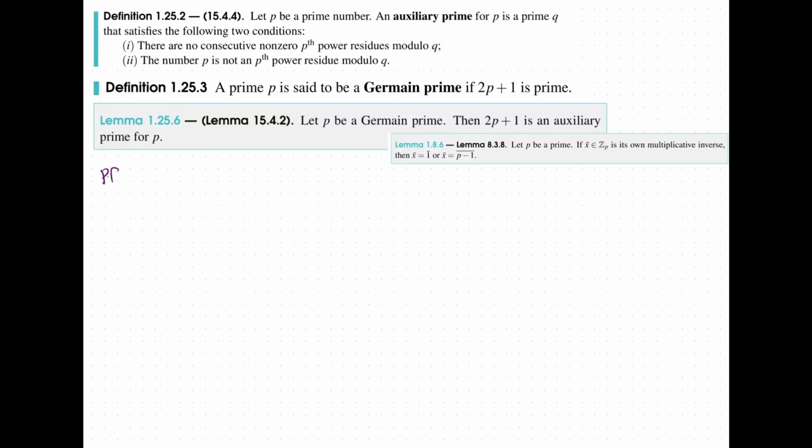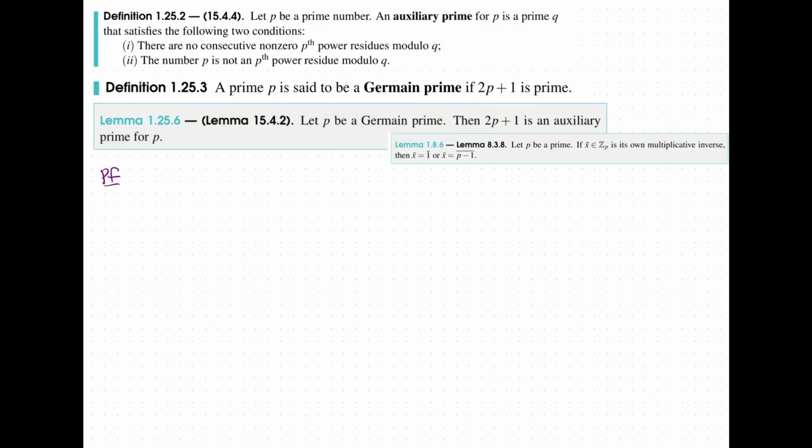So here we are. We're going to be using this lemma, which we did back when we proved Wilson's theorem. If P is a prime and x bar is its own multiplicative inverse in the integers modulo P, then we have x bar is equal to 1 bar, or x bar is equal to P minus 1 bar, or just negative 1 bar. So let's go ahead and prove this. Well, by this I mean the lemma.